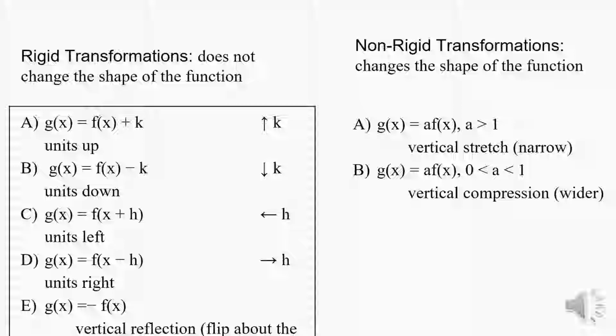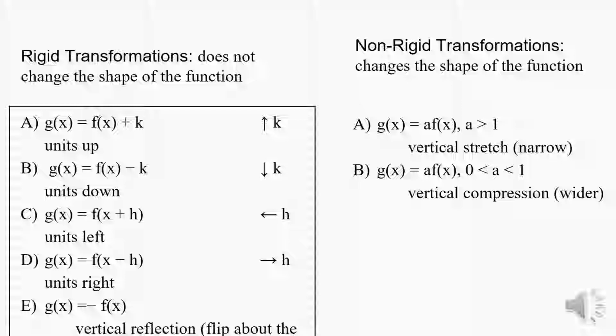Our non-rigid transformations, though, change how narrow or wide they are. So if there's a number being multiplied in front of the function, for example, 5x squared or 3x cubed, that's going to make it a vertical stretch, which means it's going to get a little skinnier. However, if the number in front is a fraction, it's going to make my shape a little bit wider.